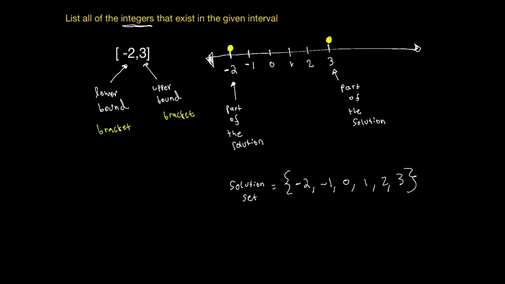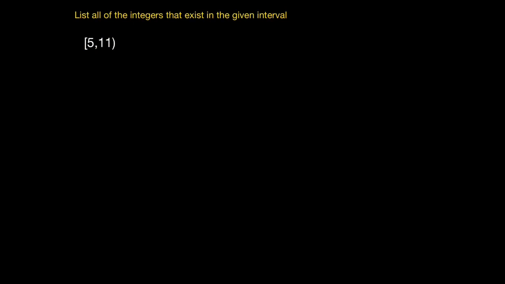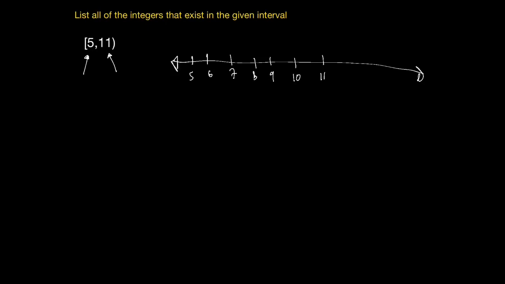Alright, let's try one more. It says, again, list all of the integers that exist within this interval. This time, my starting position is going to be 5, and we're going to count all the way up to 11. So 5, 6, 7, 8, 9, 10, and 11. On my lower bound, I have a bracket, and on my upper bound, I have a parenthesis.